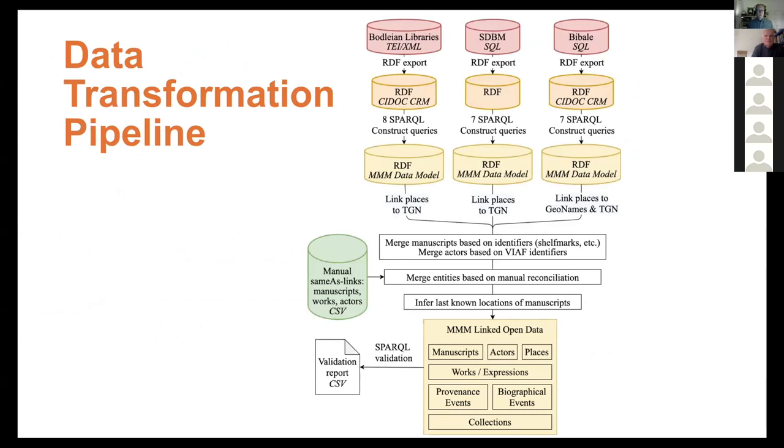So we created this repeatable data transformation pipeline using Docker, SPARQL CONSTRUCT queries and custom Python components, which does the whole process of reinterpreting the source databases in terms of the harmonizing data model. And the end result of this is the whole MMM linked open data graph containing manuscripts, actors, places, intellectual works, and events relating to manuscripts and actors, and also manuscript collections.